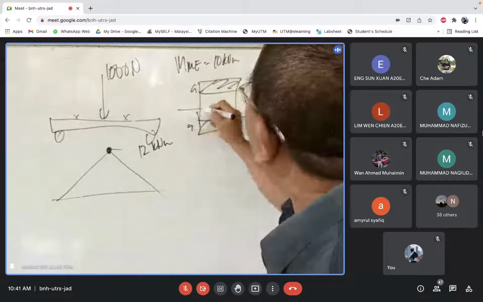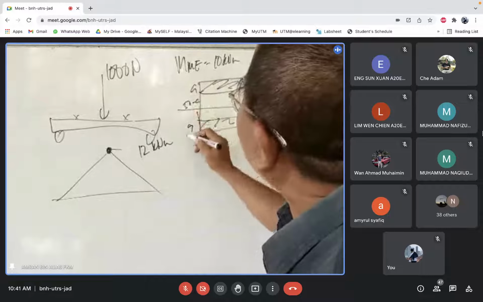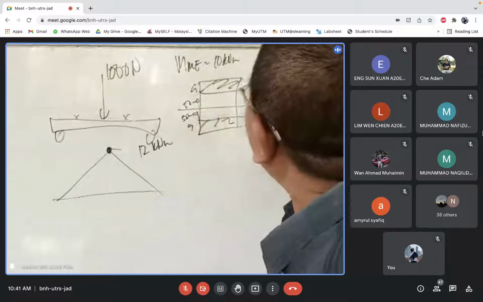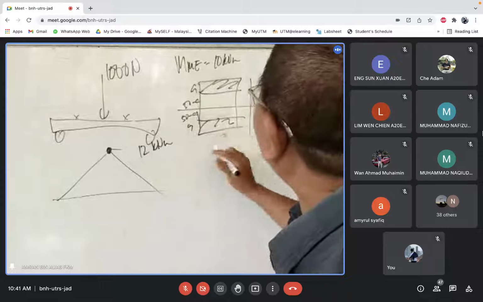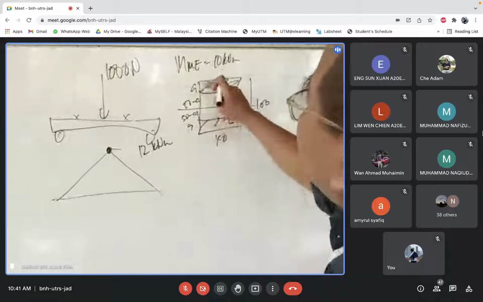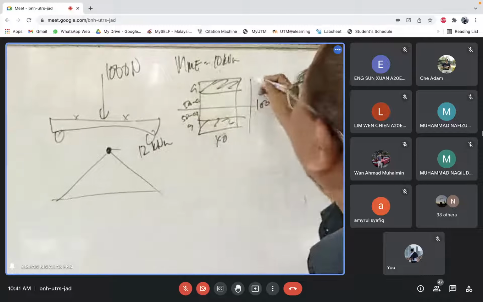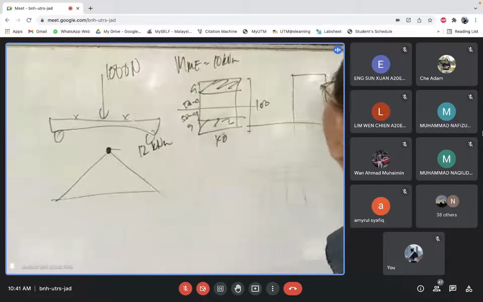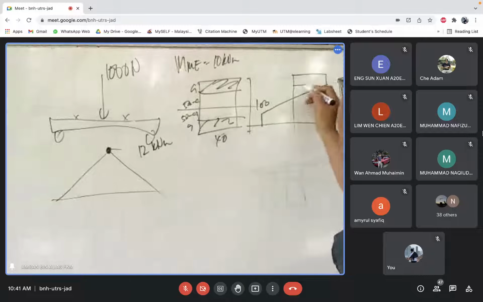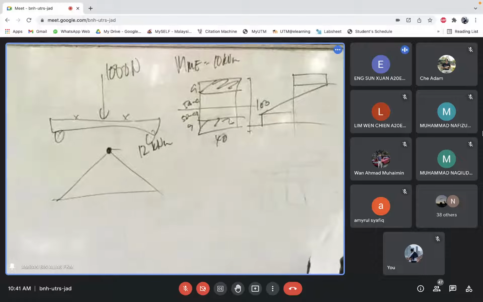Let's say the height here is 50. This is 50 minus E. So this is 50 minus E. So this is 100. This is 50. Let's say this is 40. E, 50 minus E. So the diagram must be like that. Are you with me there? Yes.